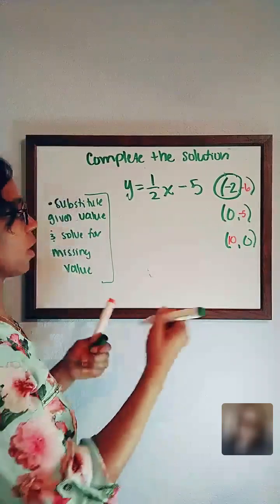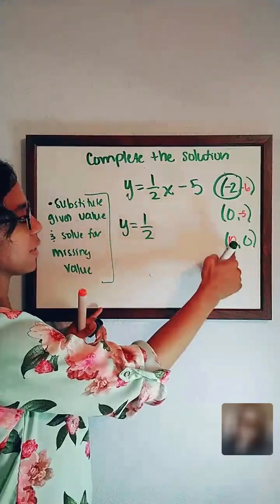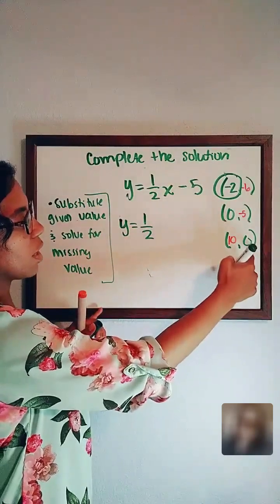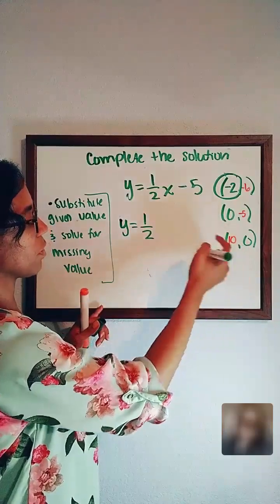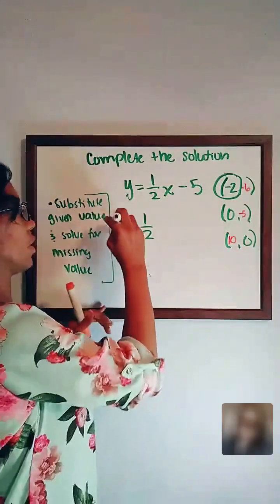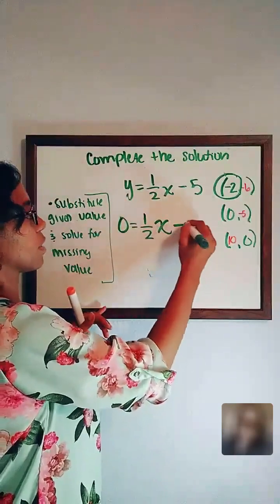Okay. So we have y is equal to 1/2 x minus 5 again. Actually, this is a nice one because they gave us that y is equal to 0. So we got to do over here, 0 is equal to 1/2 x minus 5.